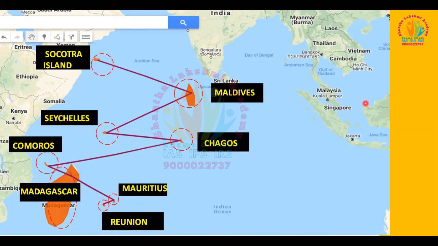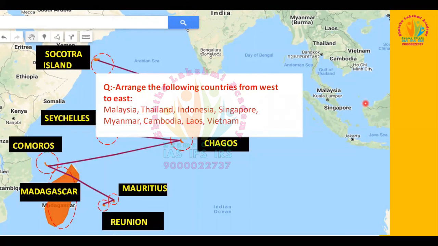So in any given direction, the first portion of land that you encounter is important, but not the end portion. If we go from south to north, the first portion of land we encounter is this. Then the order goes as Madagascar, Reunion, and Mauritius, and so on. So using this, try to arrange the countries of the southeastern region. They are Malaysia, Thailand, Indonesia, Singapore, Myanmar, Cambodia, Laos, and Vietnam. Try to arrange them from west to east and post your answers in the comment section below.